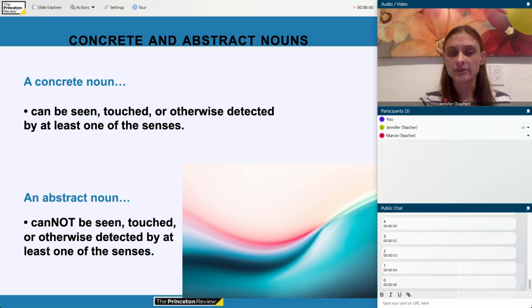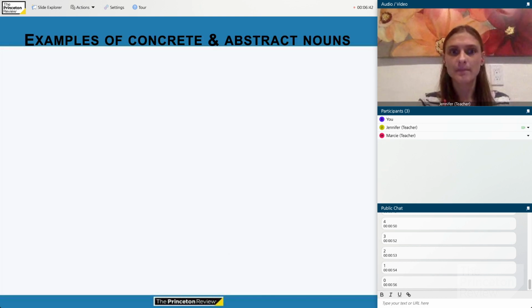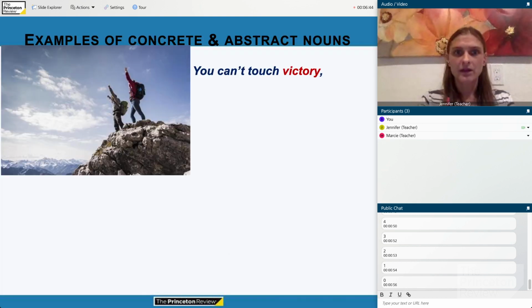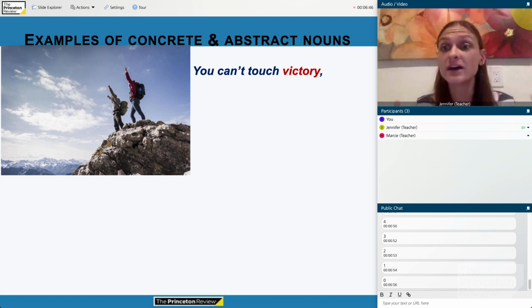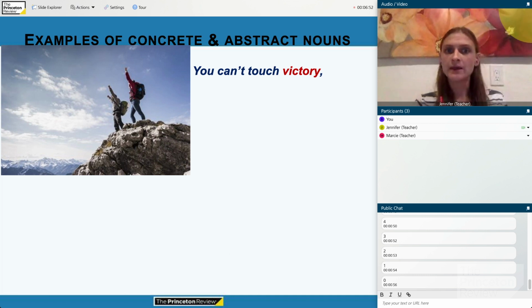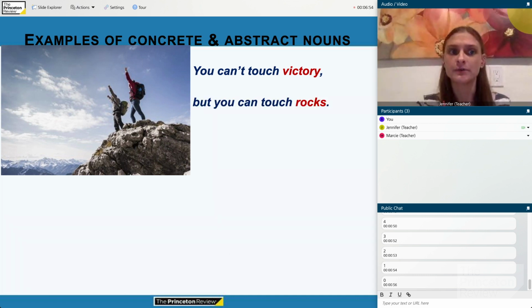So looking at some examples here. Okay, so victory. You can't touch victory. You can feel victory, but that's not something that is able to be touched. But you can touch rocks. So in this image here, the people are victorious. They're feeling something that you can't touch, so that's an abstract noun. And the rocks, you can physically touch those rocks here, so that's going to be a concrete noun.